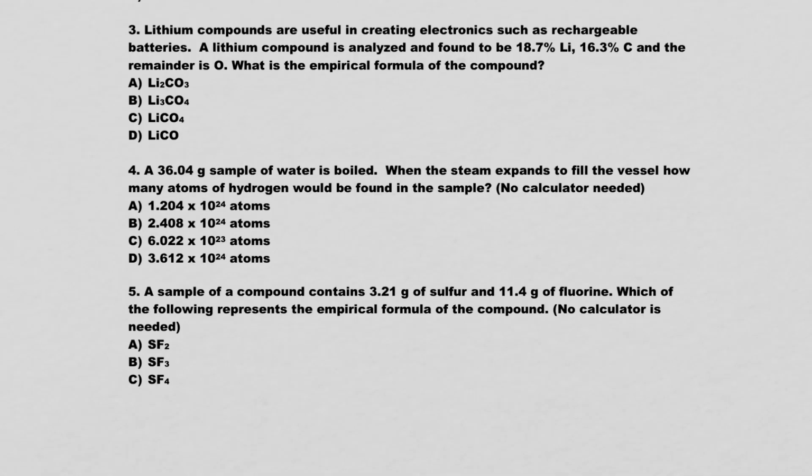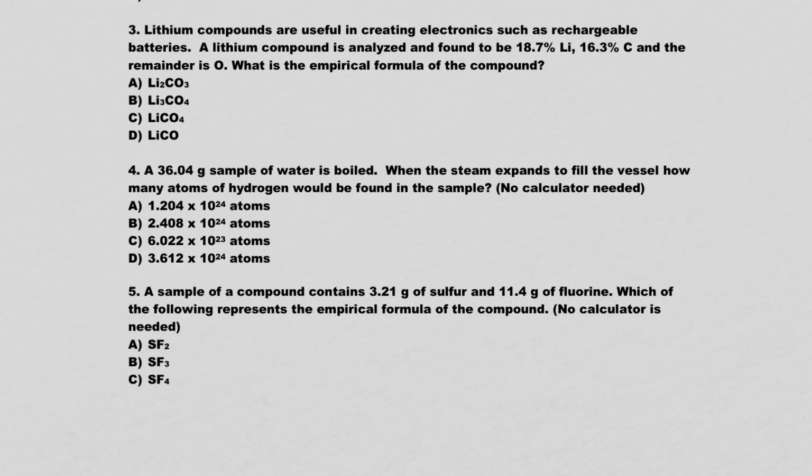Number 3, lithium compounds are useful in creating electronics such as rechargeable batteries. A lithium compound is analyzed and found to be 18.7% lithium, 16.3% carbon, and the remainder is oxygen. What is the empirical formula of the compound? In your notes, it was handy to use, maybe this would be helpful for you, the little rhyme. So it's percent to mass, mass to mole, divide by smallest, make it whole.